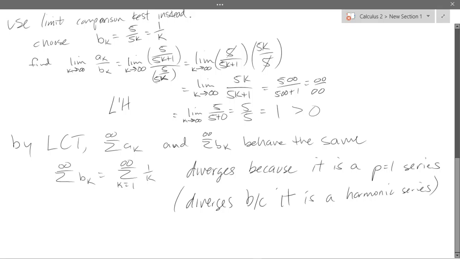It's less memorization if you just remember p-series, though, because p-series will cover harmonic series. So therefore, summation a_k diverges.